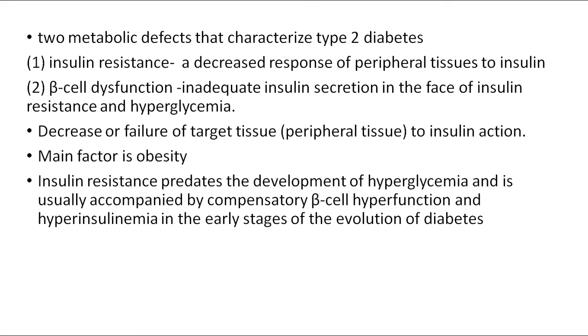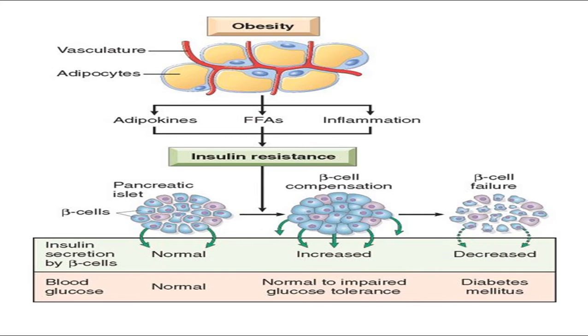So the decrease or failure of the target peripheral tissue to respond to insulin action is the major factor in the development of type 2 diabetes mellitus. Here the main factor is obesity. This diagram explains that the adipocyte cells are present in the blood vessel between the adipose tissue. That causes the release of free fatty acids, some inflammation and adipokines. These substances also lead to insulin resistance, and they affect the pancreatic islet cells.